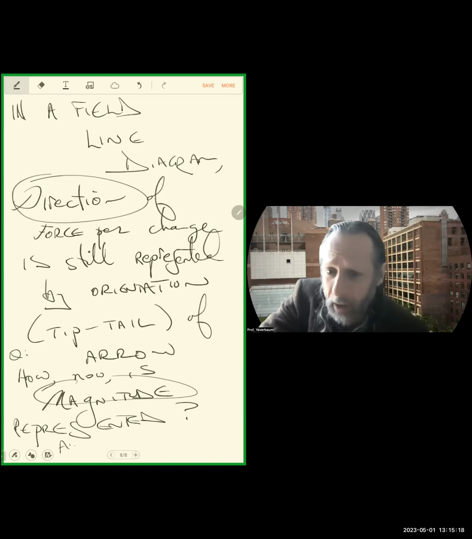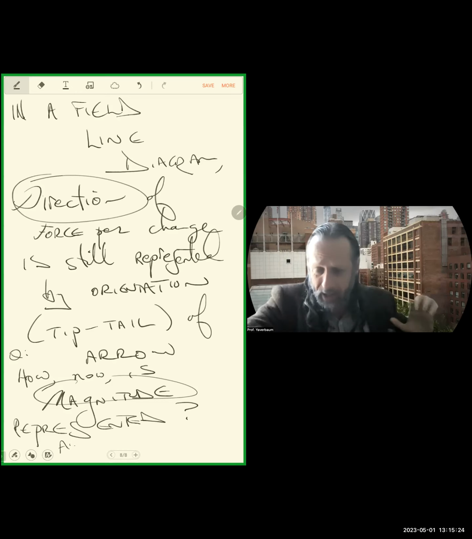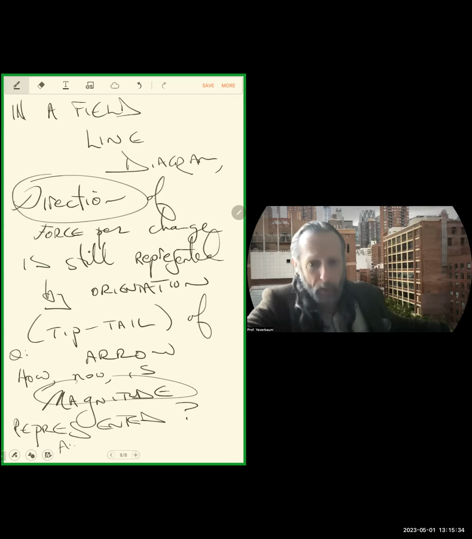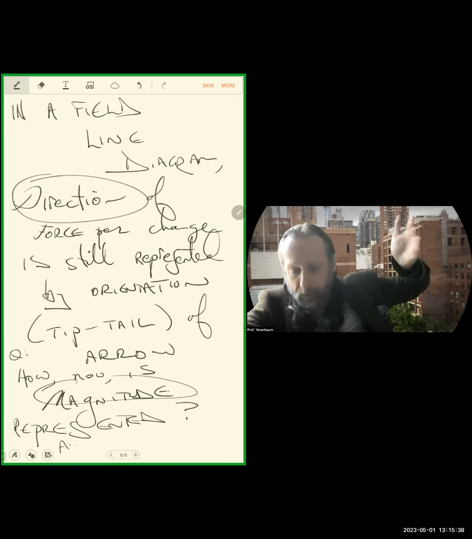So the arrows are still being used to represent a quantity with magnitude and direction, a force waiting to happen. The direction of the force per charge, the force waiting to happen, is still going to be indicated by the orientation of those arrows. Where a tip is pointing, that's the direction in which the force is acting.